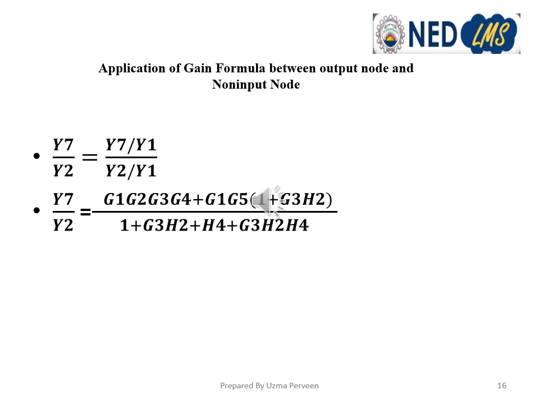But for this we have to consider this with reference to the input node. So for Y7 upon Y2, actually we'll calculate Y7 upon Y1 and Y2 upon Y1, which we have already calculated in this problem, and we'll put the value of Y7 upon Y1 and Y2 upon Y1 to get the value of Y7 upon Y2. So we'll put these values and we'll get the value of Y7 upon Y2, which is written here. You can see here.